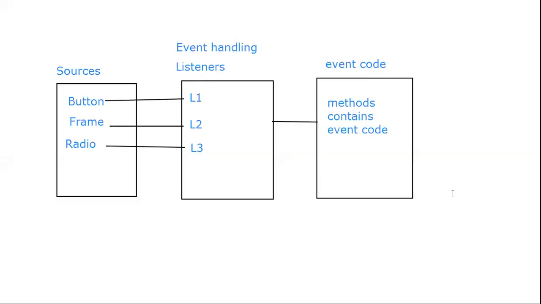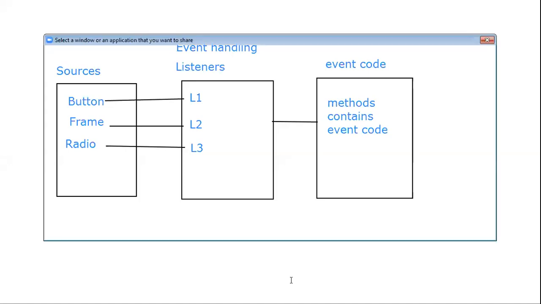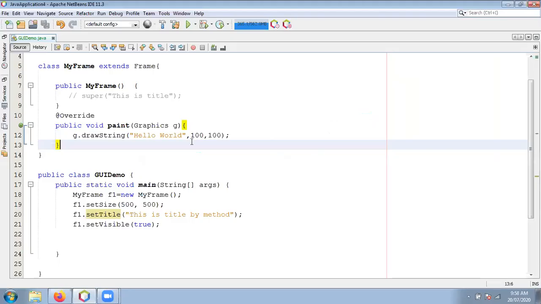Now we are going to see the practical way to create the sources, the listener, and the event handling code. So go back to the code section. Here I'm going to handle the event of the frame itself. This is the first example. I'm going to create the event handling mechanism for the frame. Which event am I going to handle? The mouse event. I want to handle mouse related events with the frame. Now the question is how to handle the mouse related event. Check out here. I'm using the same code because extra code is not present here.